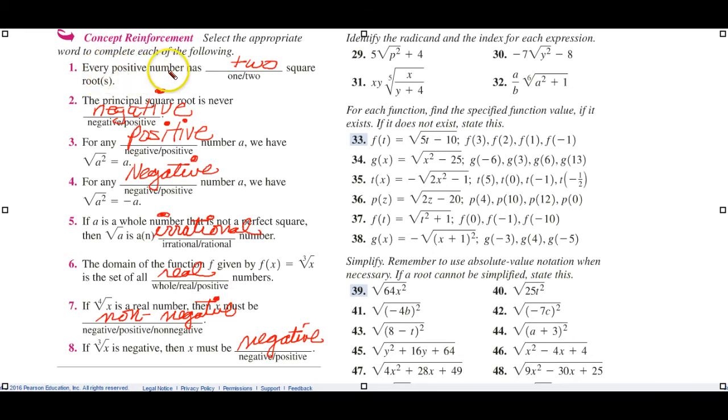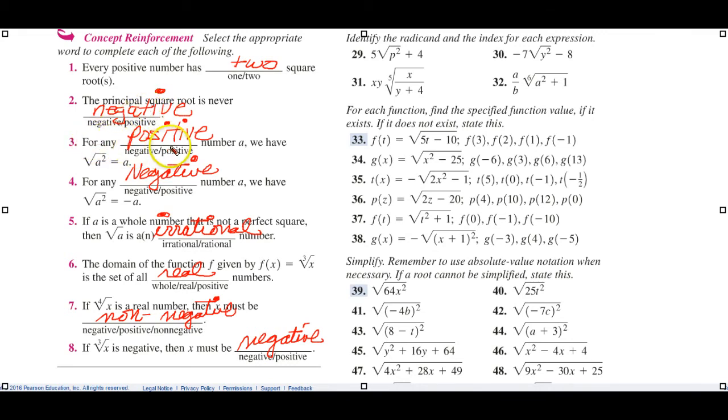Every positive number has 2 square roots. That'll be a plus or minus, as you may recall. The principal square root, by definition, is never negative. Or another way to say this is always positive.